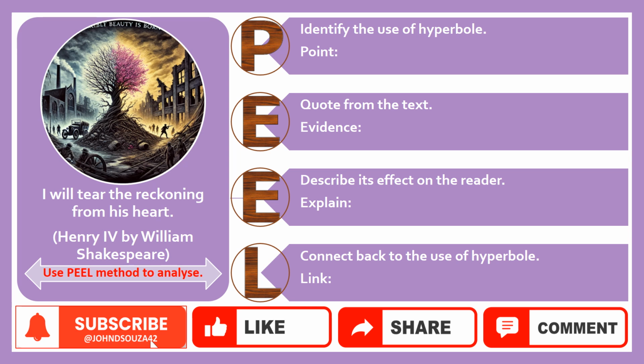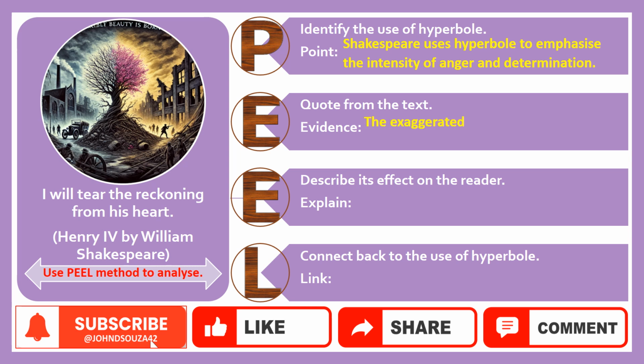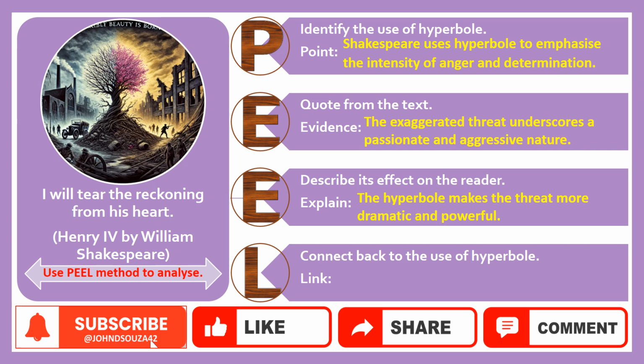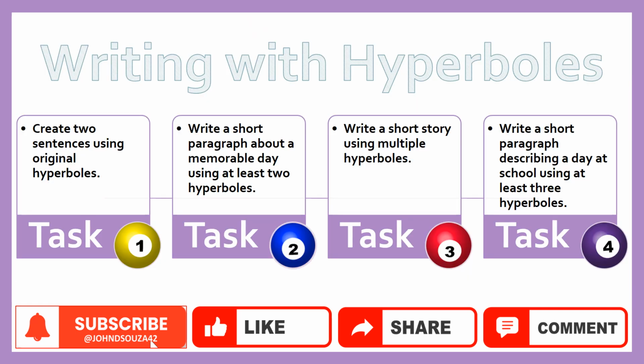Follow the PEEL method to evaluate the author's use of hyperbole in Henry IV by William Shakespeare. Point: Shakespeare uses hyperbole to emphasize the intensity of anger and determination. Evidence: the exaggerated threat underscores the passionate and aggressive nature. Explanation: the hyperbole makes the threat more dramatic and powerful. Link: the exaggeration aligns with the text's larger themes of honor, rivalry, and fate.